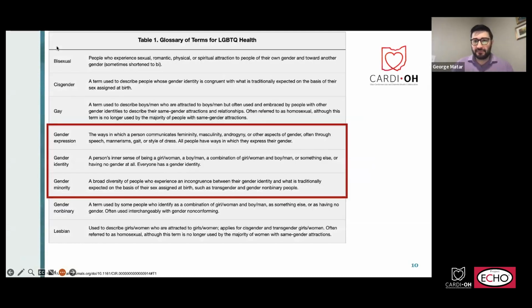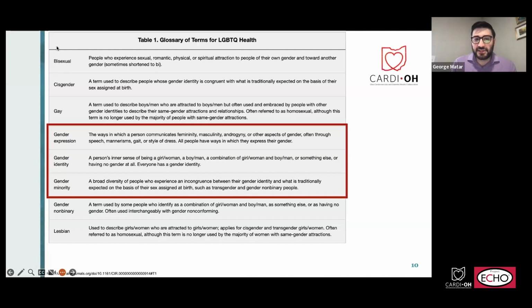So before I get going into answering those objectives, I think it's important to know the different terms that get thrown out for LGBTQ care. We may have seen bisexual, gay, lesbian, etc., but there's other terms such as gender expression, gender identity, and gender minority, and there's several others as well that I wanted to briefly touch on because this may come up when providing clinical care. And it's important to know how your patient may express themselves or identify.